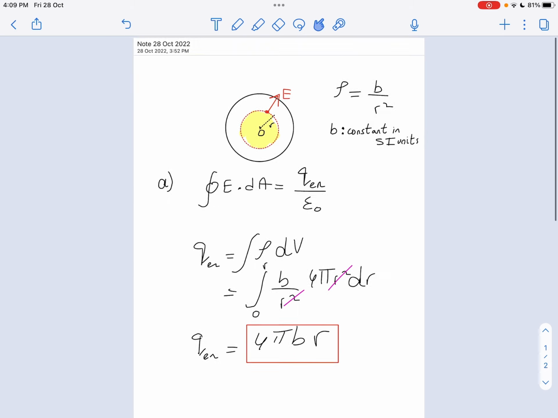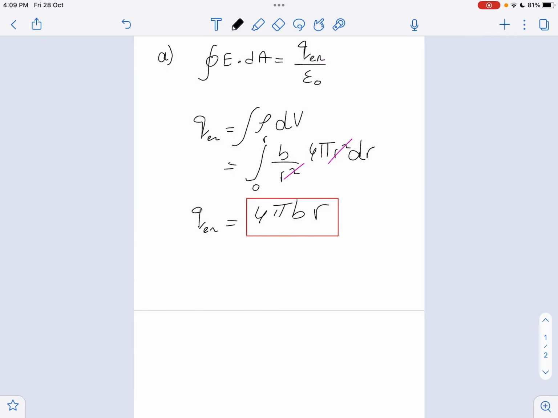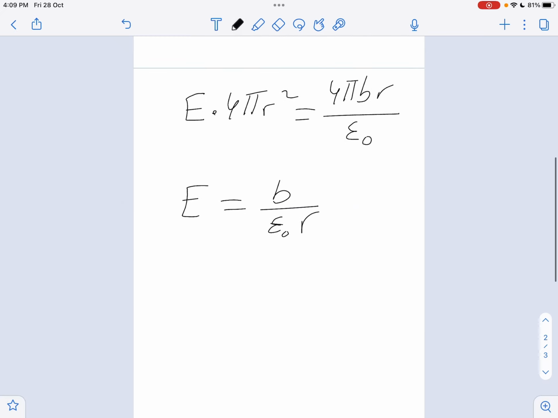Now we substitute that value in Gauss's law. We will get the closed integral of E dot dA, which is E multiplied by 4 pi r squared. The integral of dA is 4 pi r squared, the area of the Gaussian surface. It's equal to Q enclosed, 4 pi b r, over epsilon 0. Then the 4 pi cancels, b over r squared and r squared and r, we're left with b over epsilon 0 r. So this is the electric field inside that non-conducting sphere.